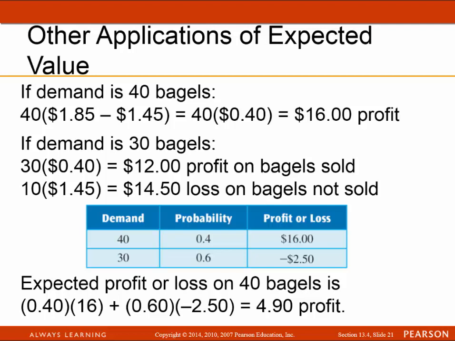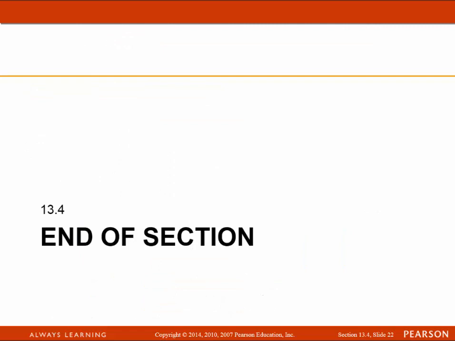So the expected profit or loss on 40 bagels is 0.4 times 16 plus 0.6 times negative 2.50, and that gives you a $4.90 profit. So if she orders 40 bagels, the expected profit would be $4.90. And that's the end of section 13.4. Thank you.